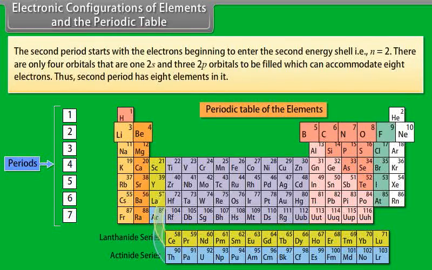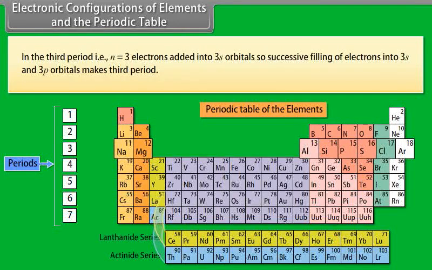The second period starts with the electrons beginning to enter the second energy shell, that is, n is equal to 2. There are only 4 orbitals, that are 1 2s and 3 2p orbitals to be filled, which can accommodate 8 electrons. Thus, the second period has 8 elements in it.